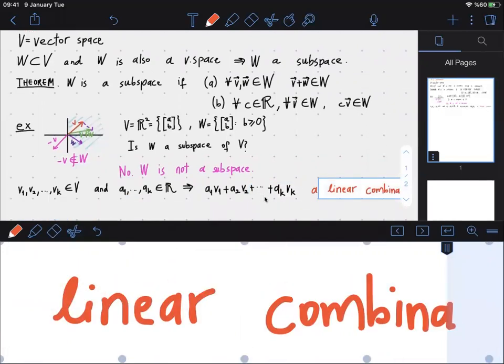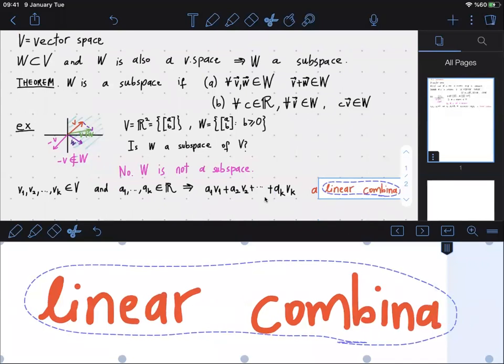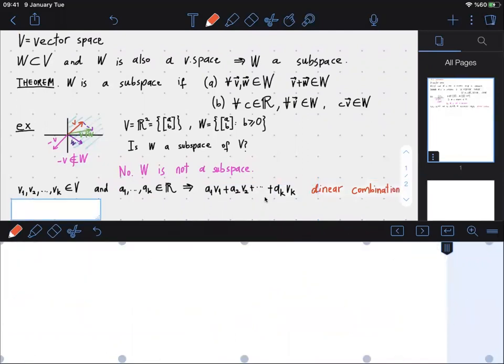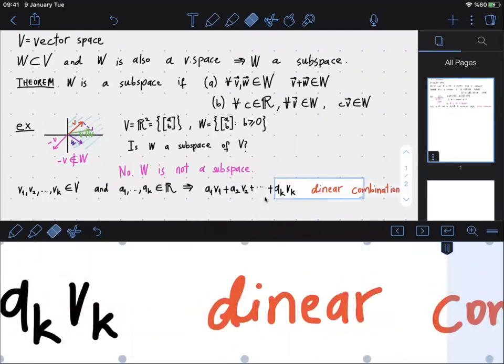I couldn't fit it here. Anyway, so let me try to move it. I think this part is now broken. Okay, so this is called a linear combination. Any questions?